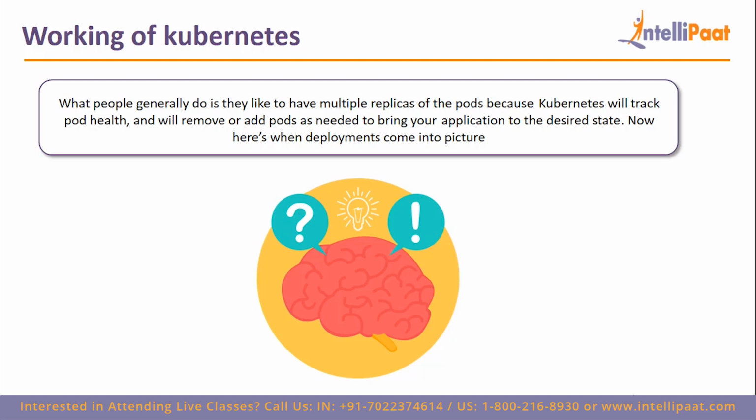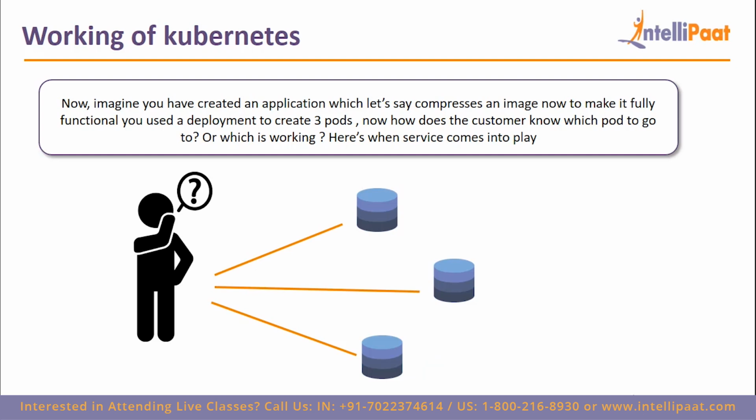We've been talking about replicas a lot when we began this module as well. So now imagine that you have created an application. Let's say it compresses images. Now it's fully functional, and you used a deployment. Deployment is another concept that we'll be discussing later on. So you used a deployment and you created 3 pods, right? And now the customer doesn't know which pod to go to. So you have 3 different replicas of the same thing, and you don't know where to go and what to do, which IP to hit.